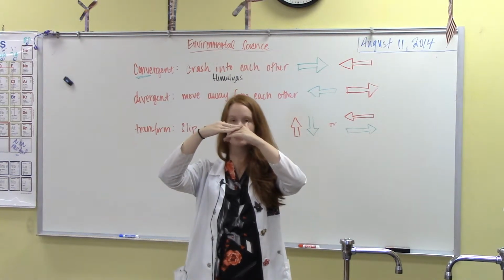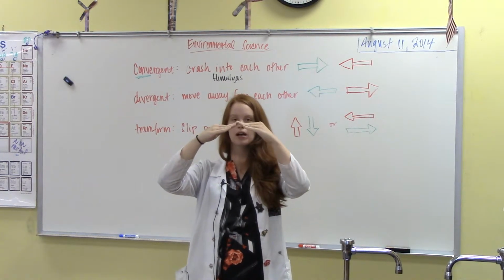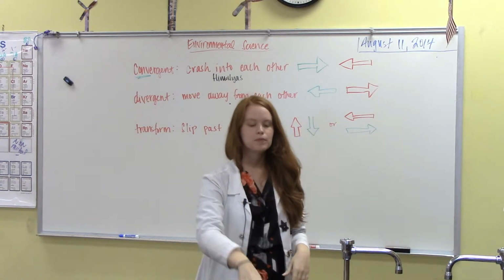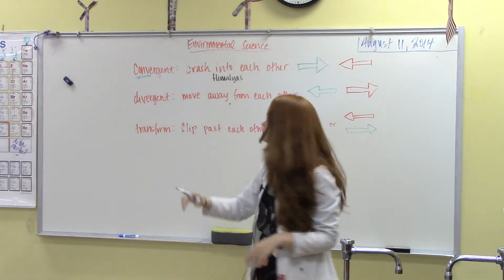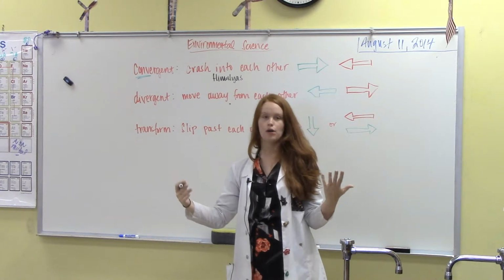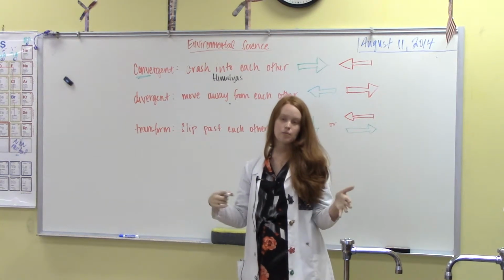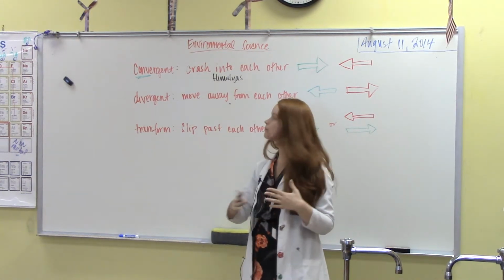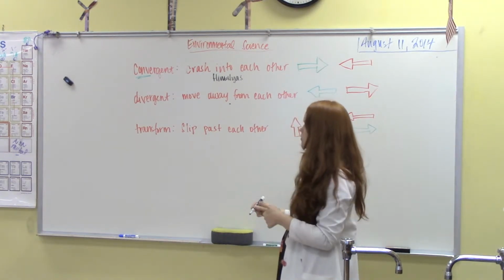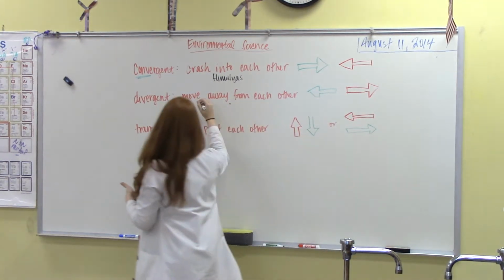And you might have it go down, which pushes it up, or you might have them go like this. So that's why we have mountains. And the Himalayas are continuing to grow every year because the plates are still pushing into each other. Okay. An example of divergent is the Mid-Atlantic Ridge.